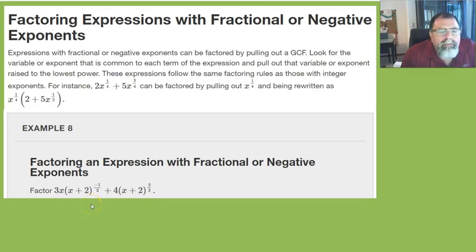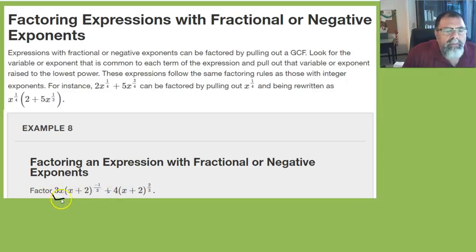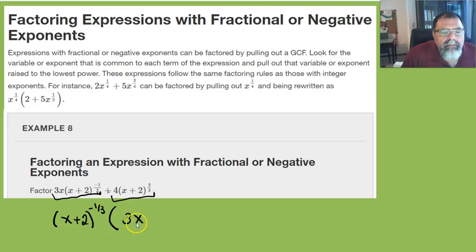All right, so on this one, you can see the x plus 2 is common to both. So if we think of this as having two terms because of the plus sign, one term, and then this one is one term. x plus 2, those are the same variable term. Just think of it as one number for a moment. Those are the same. And then I take the smaller of the exponents. So I'm going to factor out x plus 2 to the negative 1/3. And then I'm left with 3x.